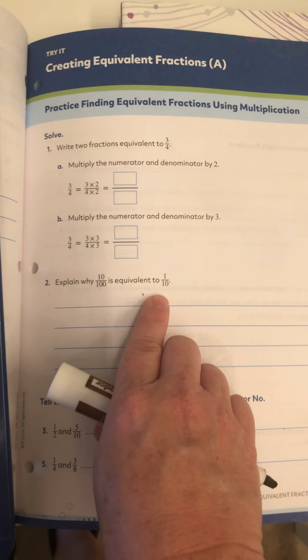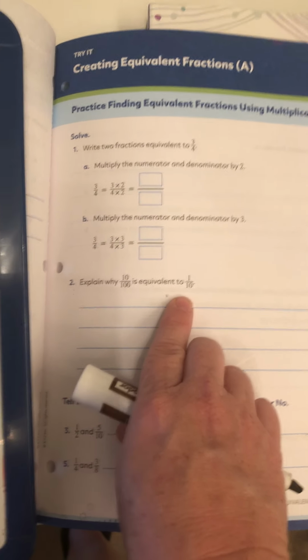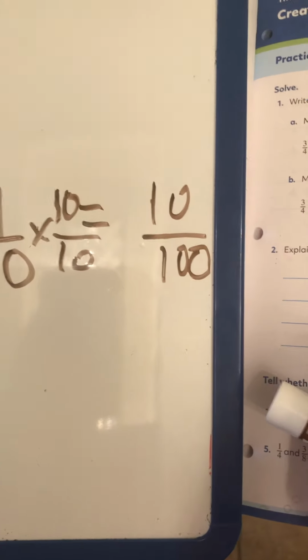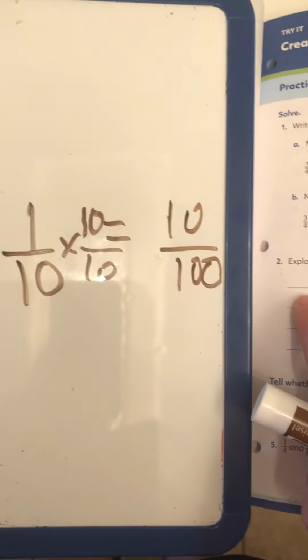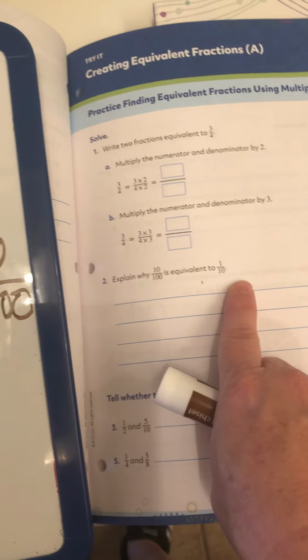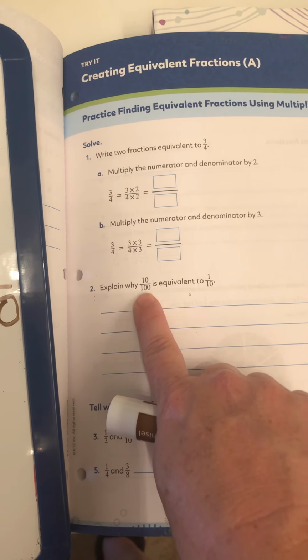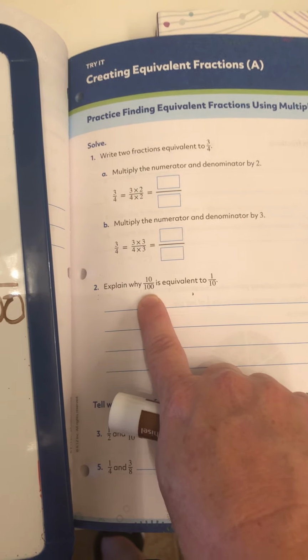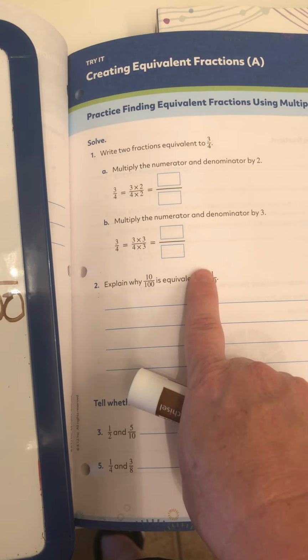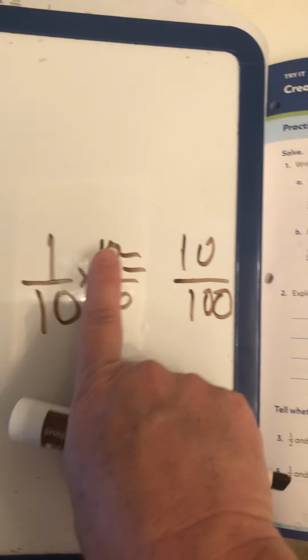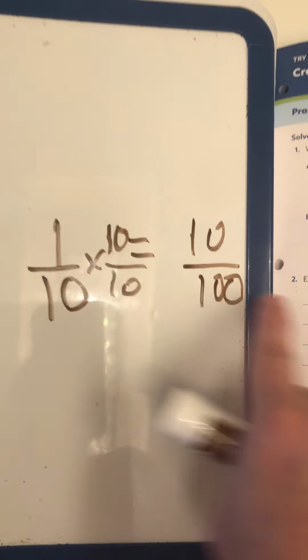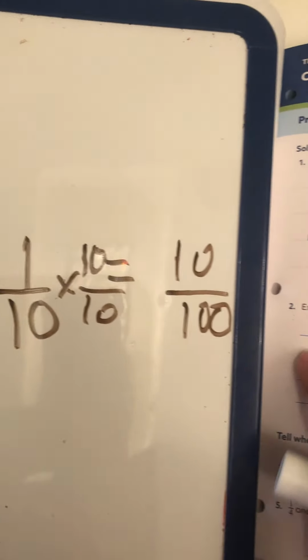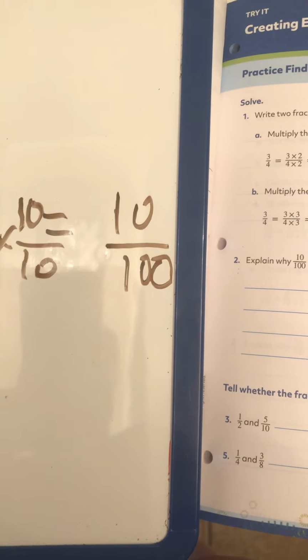So part of being a mathematician is being able not only to show your work, but explain it. So we could say something like this. You could say, well, I know that 1/10 is equivalent to 10/100ths because when I multiply my numerator and my denominator by 10, I get 10/100ths, okay? So that might be one explanation. All you're doing is taking your work and explaining it in words, okay?